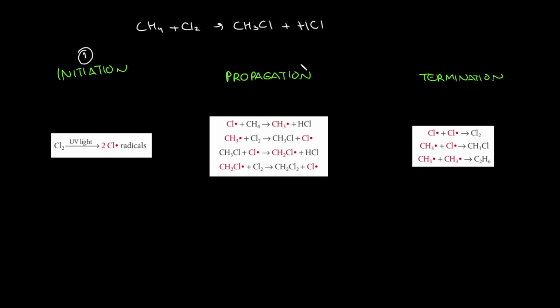There's initiation, propagation, and termination. And technically, you have to remember all these steps. But basically, the way I think of this is that initiation breaks down the halogen into 2 free radicals. And free radicals are basically a molecule with a free electron, or I guess a lone pair that's not bonded with anything.